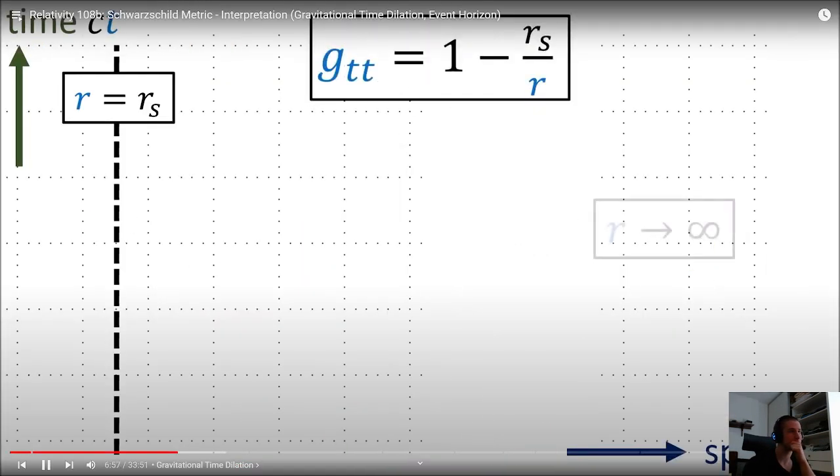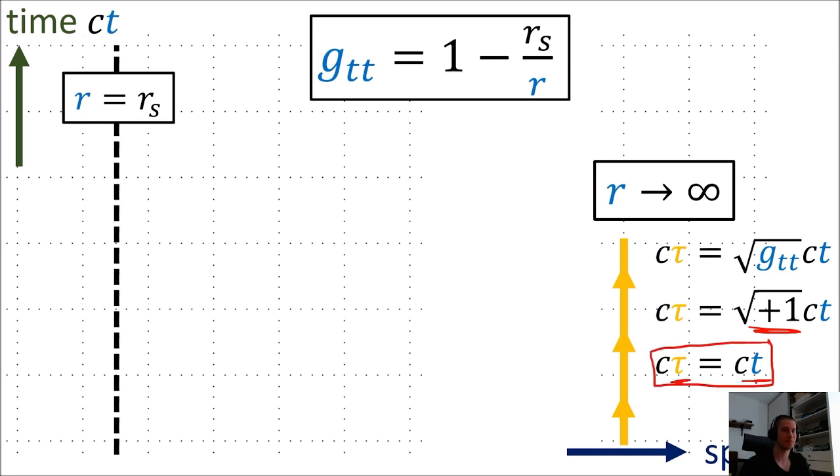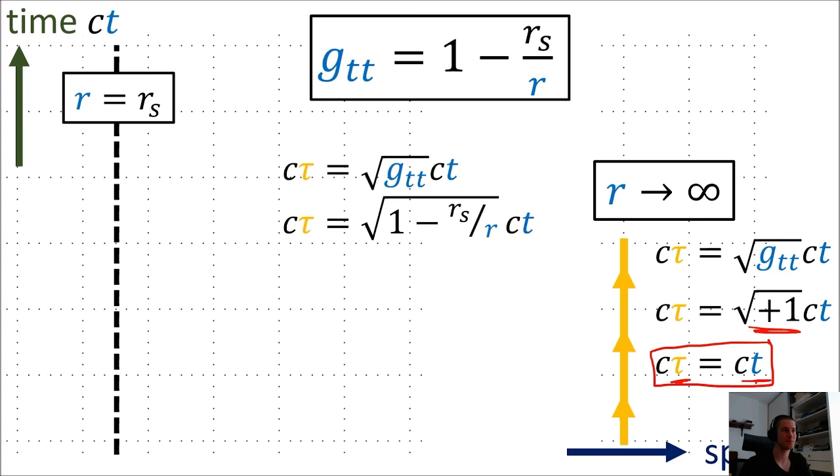Very far away from the mass, as r goes to infinity, the conversion factor becomes 1. So very far away, coordinate time t and proper time tau are the same thing for a constant r position. But the closer we go to the Schwarzschild radius, the smaller this conversion factor becomes. So the same amount of coordinate time results in much less proper time.